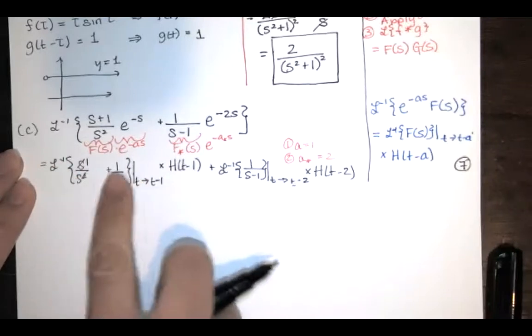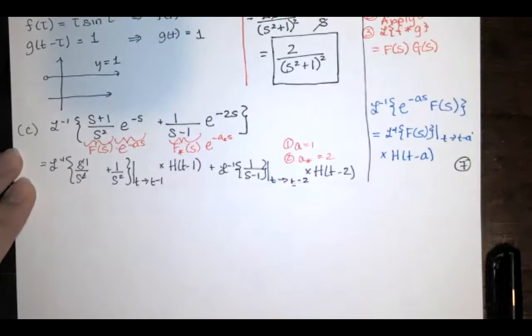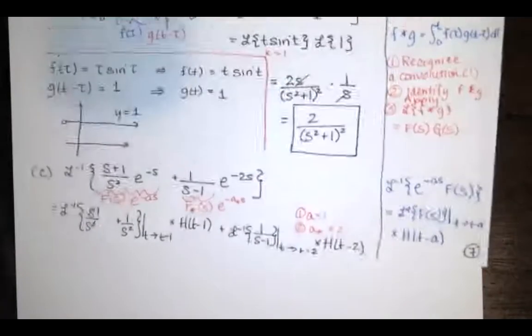We just need to compute this inverse transform and make that replacement, and compute this inverse transform and make that replacement, and then we'll be done. Easy breezy.